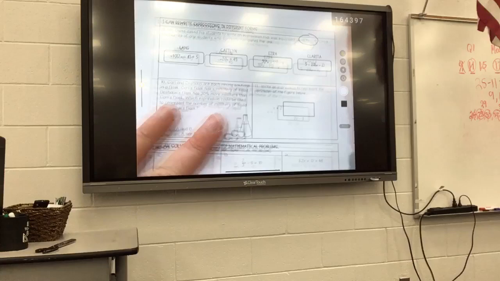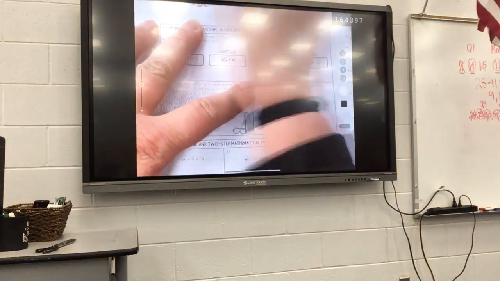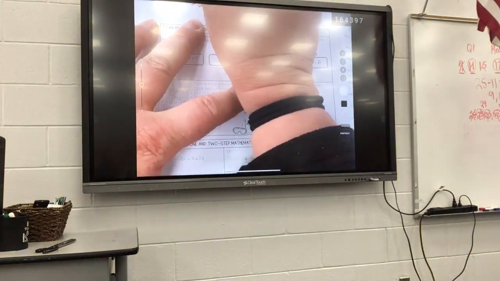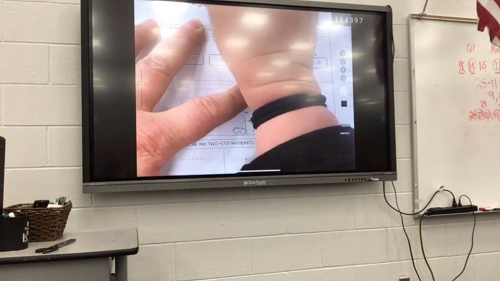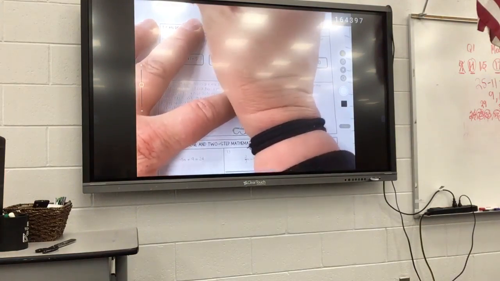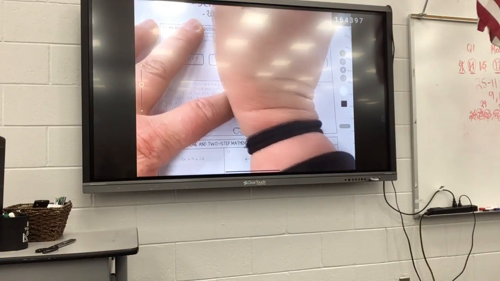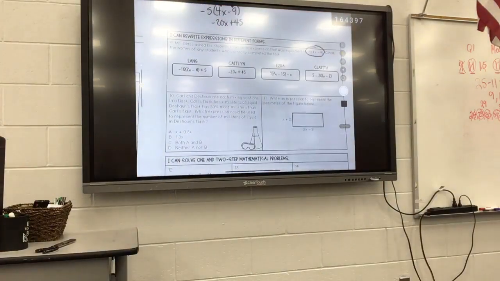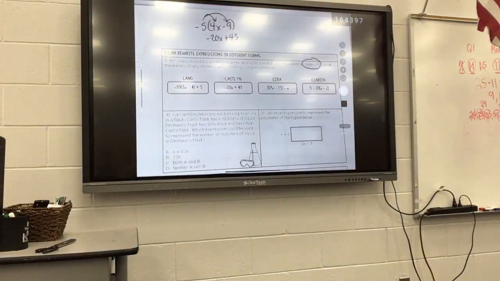So we have -5 times 4x minus 9. So we're going to distribute this in. So we end up with -20x plus 45. Why is it important to know that? Why do you think it's important to know the distribution of -5 into your problem? Caleb?